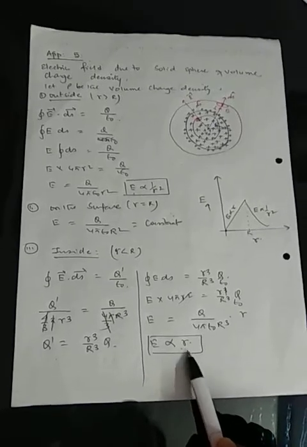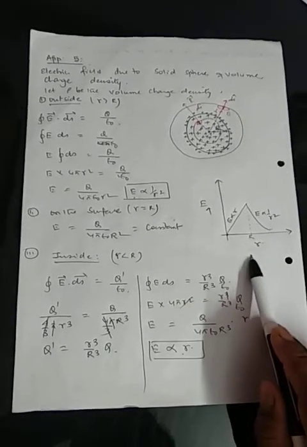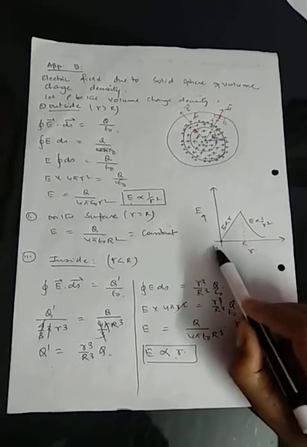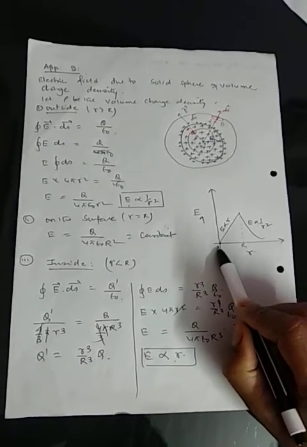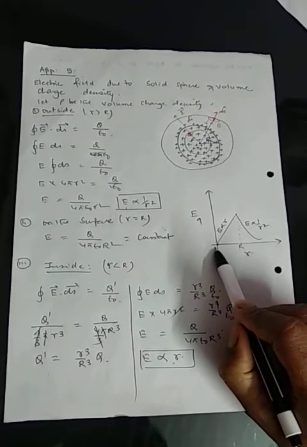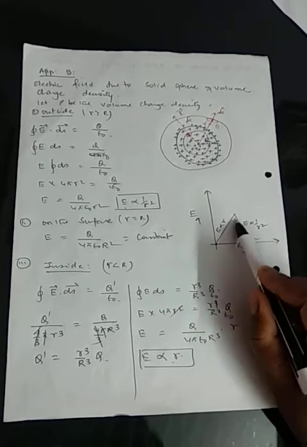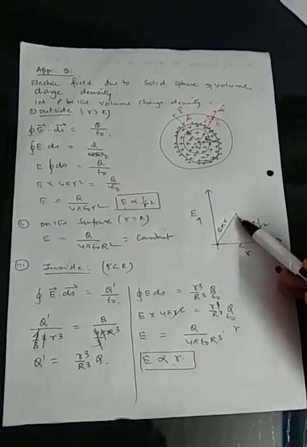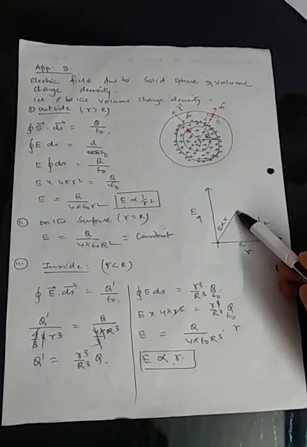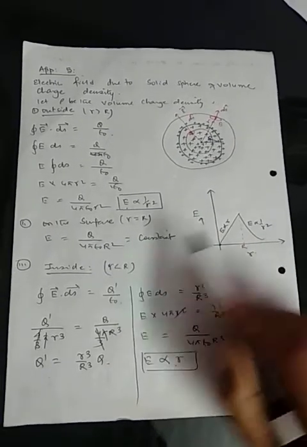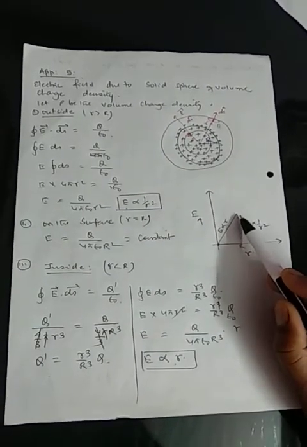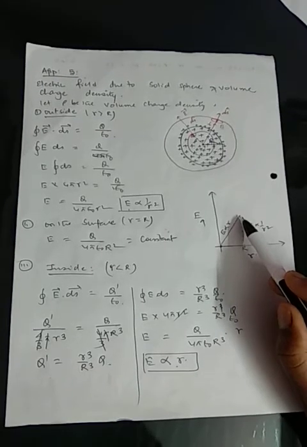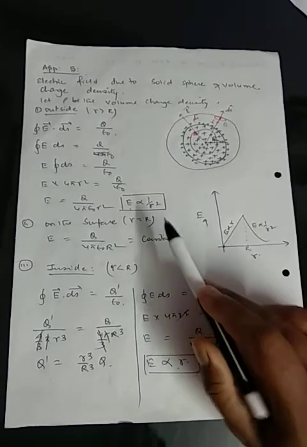Now we are plotting the graph between electric field versus distance. What are we getting? At the center of the sphere, we are getting electric field to be 0. Now moving away from the center, electric field is increasing linearly, as inside, electric field is directly proportional to r. Now on the surface, the value of electric field is maximum, right? Then beyond the surface, if I go, electric field starts reducing at a rate of 1 by r square, which is shown in case number 1.